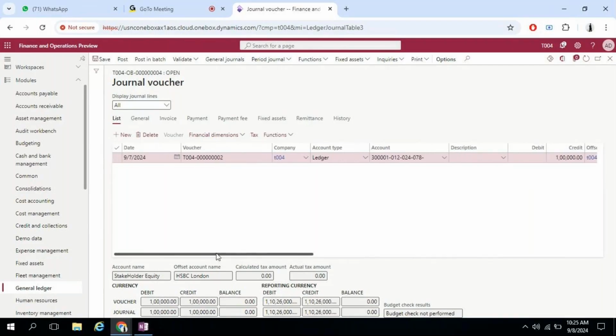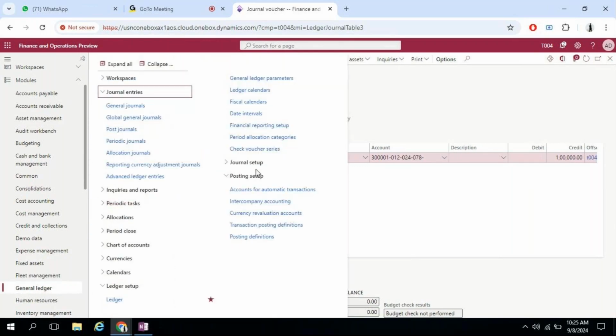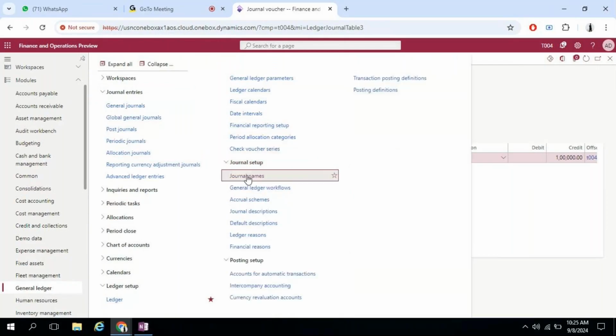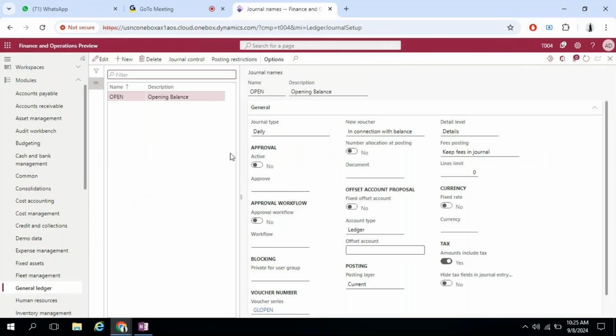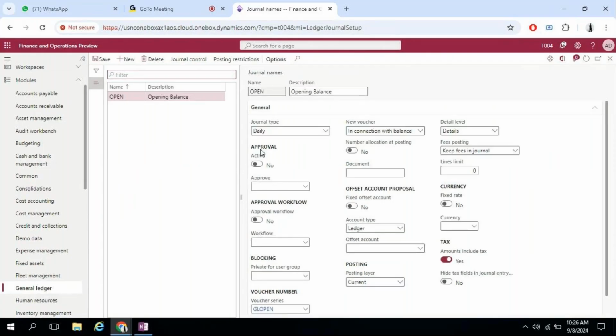Okay, but what I want to know is, as a user I have created it, right? There is no manager involvement in this. So to involve the manager, we have an option called approval. So for that you go to the journal setup, you go to the journal names. Inside the journal names, you have an approval. So there are two types of approvals. One is a direct approval and one is the approval workflow. I will tell you both today.